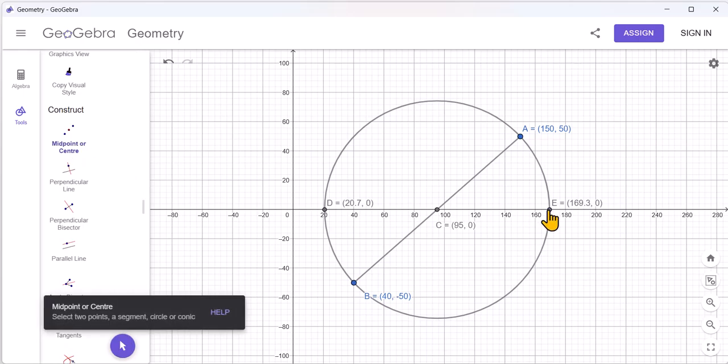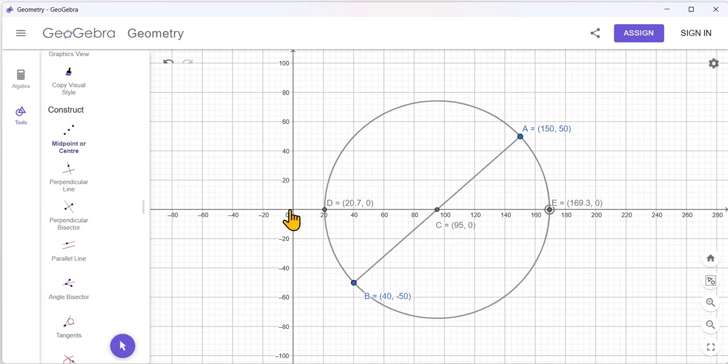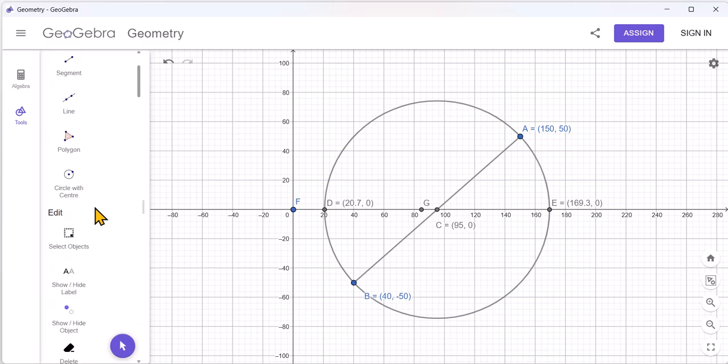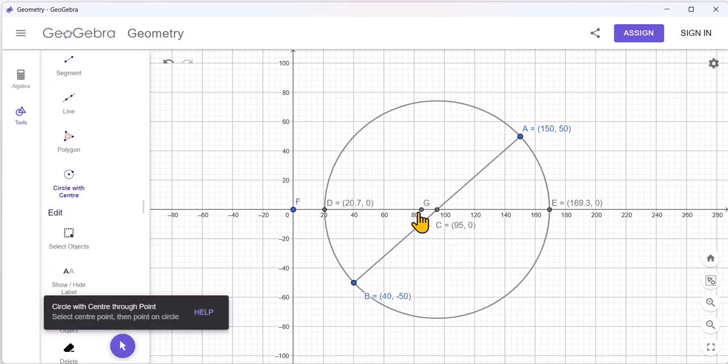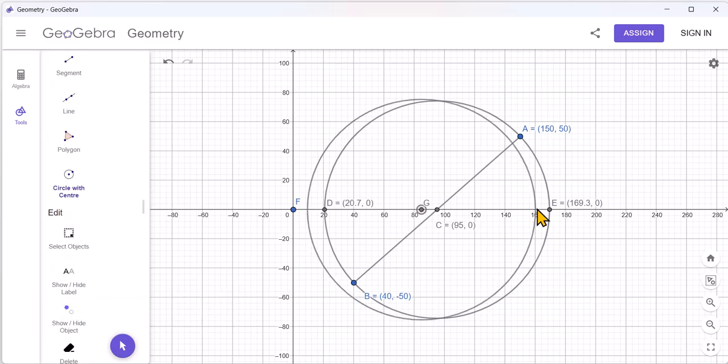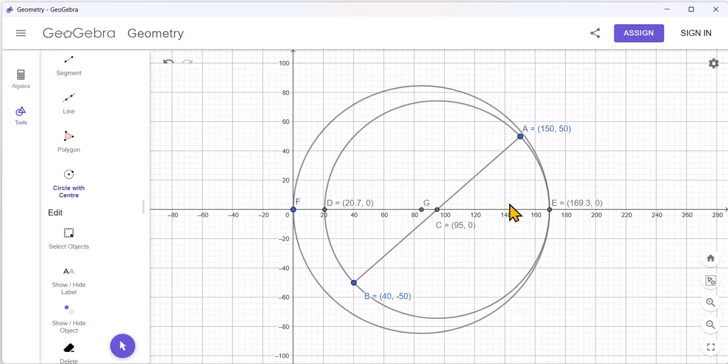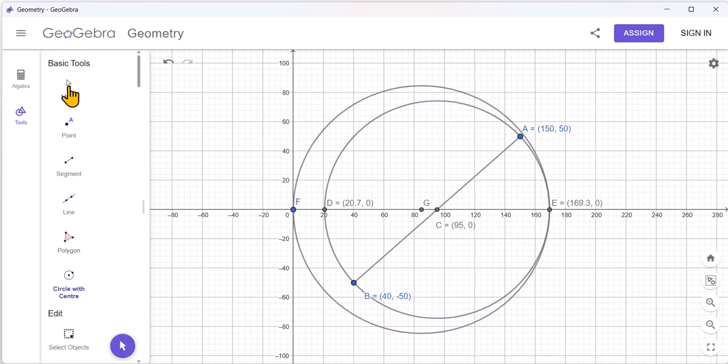Midpoint between E and the origin. And then that would be G. Now I draw a circle with center at G and either E or F. Let me maybe change this color to be compatible with what we discussed. So let's make it red.